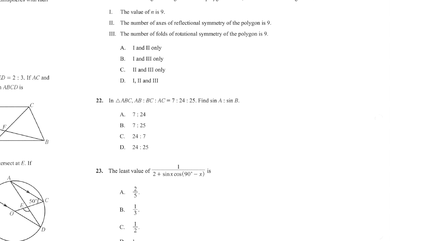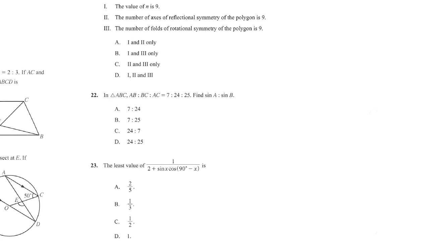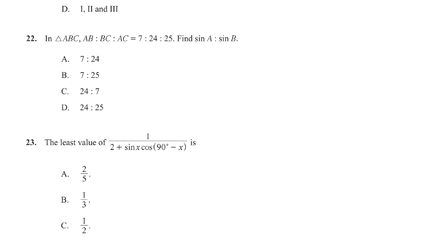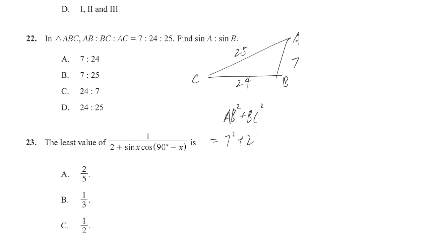22 is easy. Do you know that? Not easy? 7, 24, 25 is a very common combination. I just explained here. If you draw a triangle, they say AB is the shortest, 7, and then AC is the longest, 25. This is 24, right? It's based on something. If you consider AB squared plus BC squared, this is 7 squared plus 24 squared.